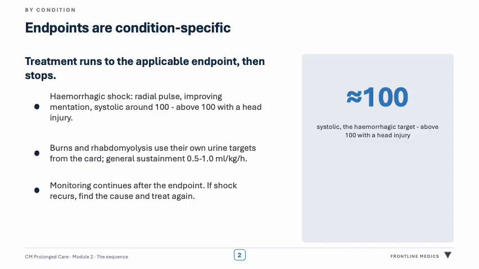Treatment runs to the applicable endpoint, then stops. Continuing past it causes harm and wastes supply you will want tomorrow. Monitoring continues after the endpoint. If shock returns, you do not just repeat the treatment, you find the cause.